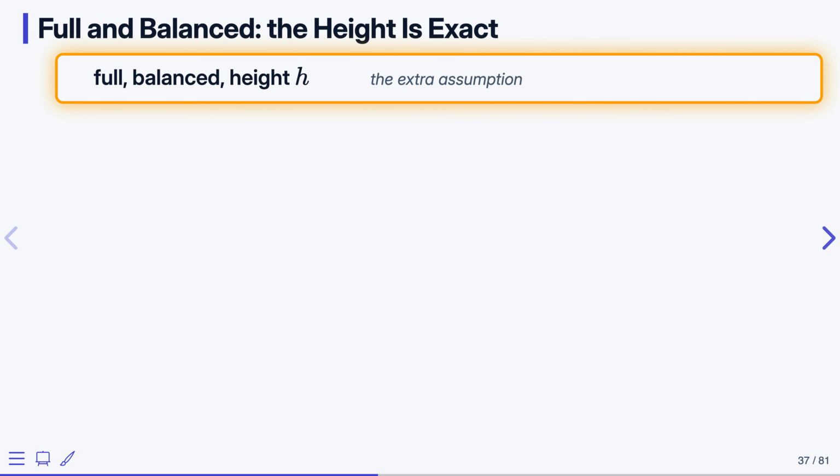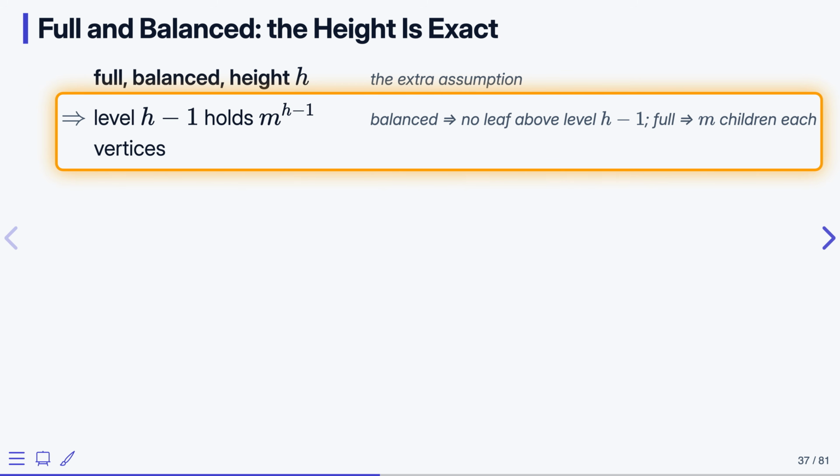Now the second half of the corollary, line 1. Suppose the tree is full and balanced, and its height is h, that is all we assume. Line 2. Being balanced means no leaf sits higher than level h-1, so every dot above that level is internal, and being full, every one of them has exactly m children.